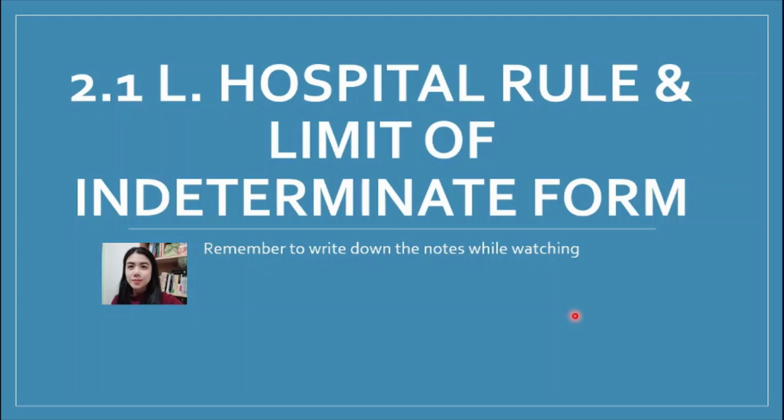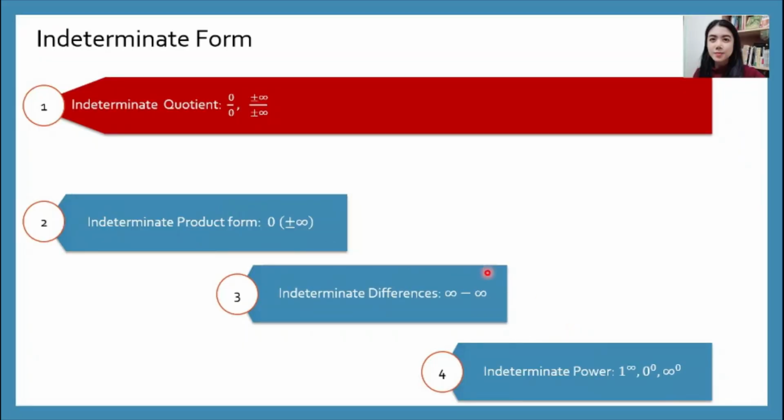Let's just look at chapter 2.1. You have the L'Hopital rule and the limit of indeterminate form. There are four types of indeterminate form. The first is the quotient form, second will be the product form, third will be the differences, fourth will be the power.